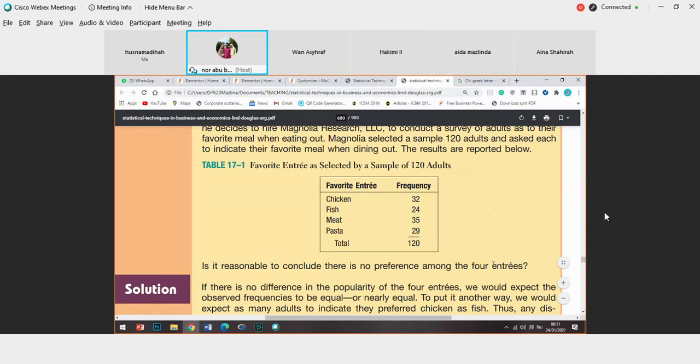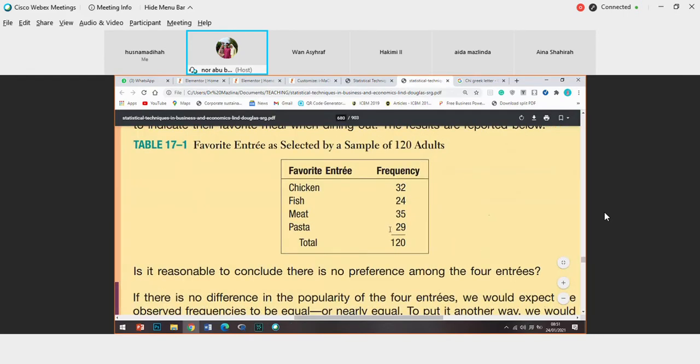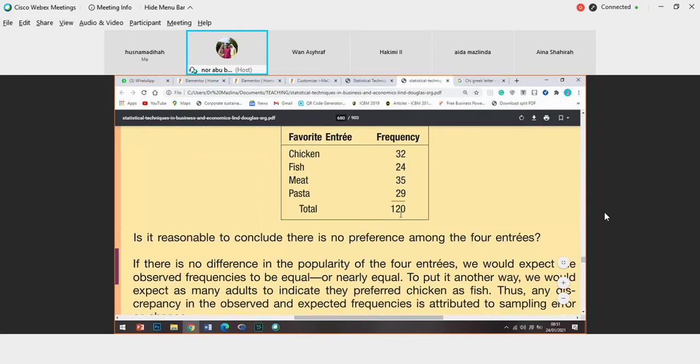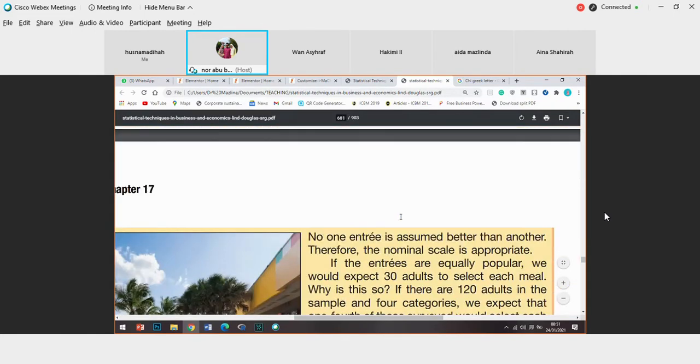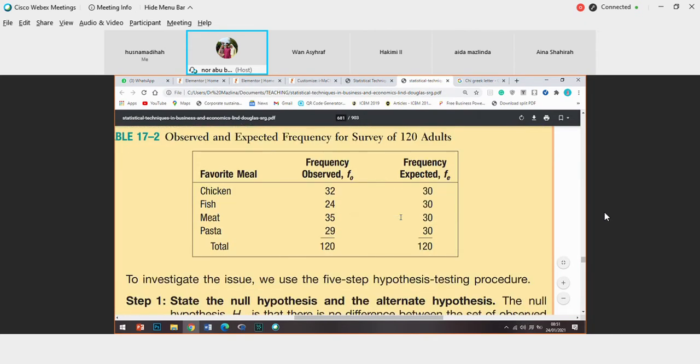Okay, jadi cara yang kita nak buat sekarang adalah this is where the non-parametric chi-square test comes in. Okay, so apa yang kita boleh buat adalah, okay, this is how we do it. Okay, this is our observed data, right? 32, 24, 35, 29. Okay, jadi memang kita tak ada kerja hari ni, kita buat benda ni.